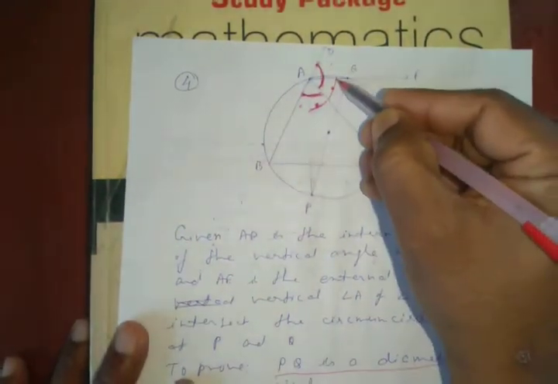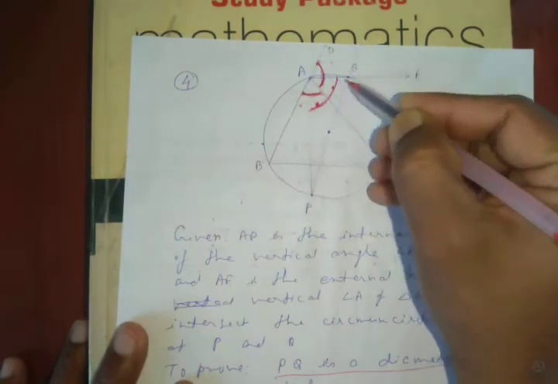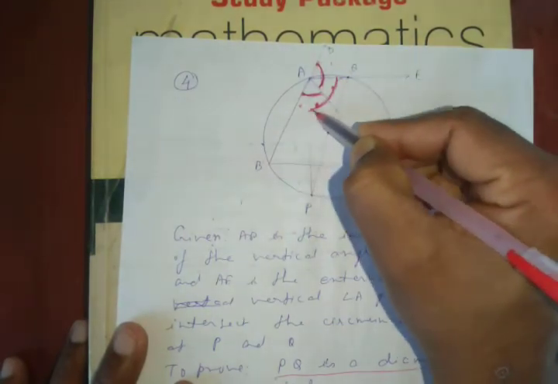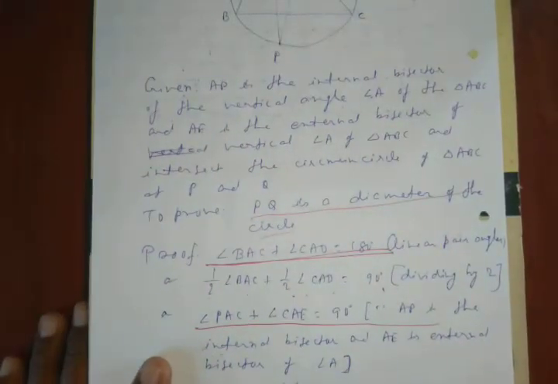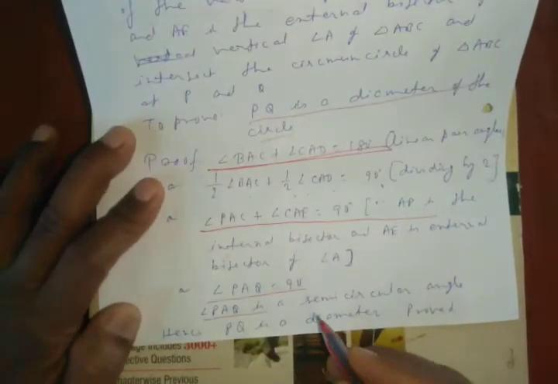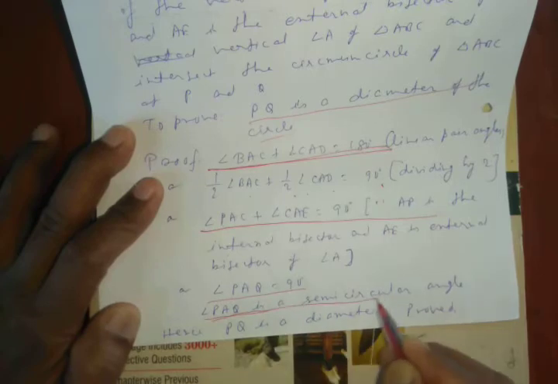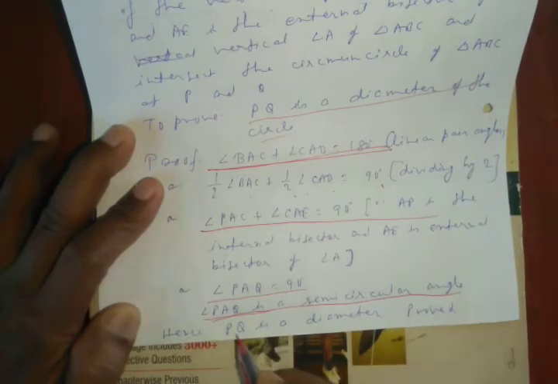Now, because this angle plus this angle is 90, this whole angle is 90 degrees, that is, angle PAQ is 90 degrees. This angle is an angle in a semicircle, a semicircular angle, and therefore PQ is the diameter, and it's proved.